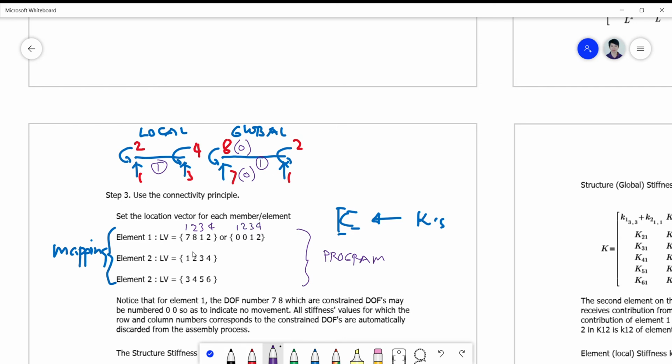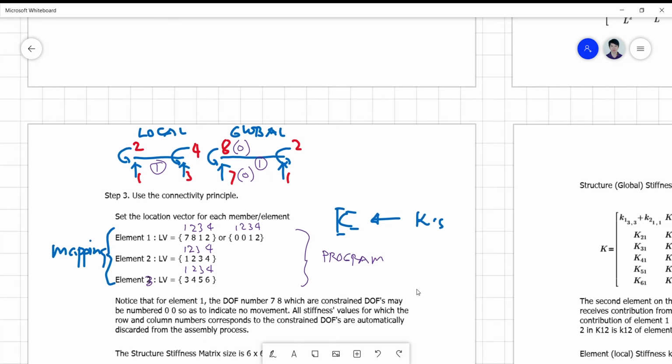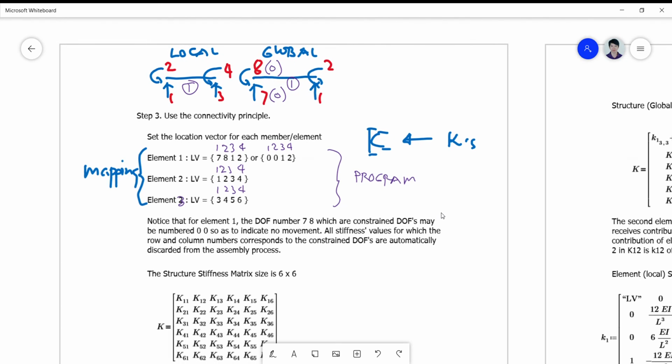So is true with element 2. It's local 1, 2, 3, 4 and global 1, 2, 3, 4. And for element 3, correction, it's local 1, 2, 3, 4. Always the local is 1, 2, 3, 4. And your global is 3, 4, 5, 6. Okay, so that's the use of the location vector to come up with a very accurate and consistent connectivity procedure.